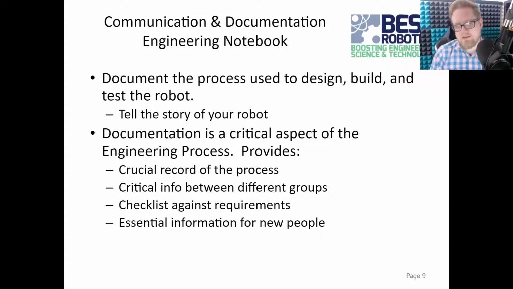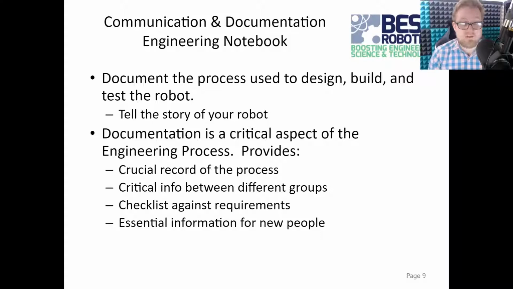And as always, it is an important part of the notebook and other scoring elements. So make sure you're doing that because it will help you in the long run and will help you get a better score. Some of the things that are important to record are records of the process as you hit different milestones and as you move through things, the info shared between many different groups, requirements, as I mentioned in that step one, when you figure out what you want your robot to do.